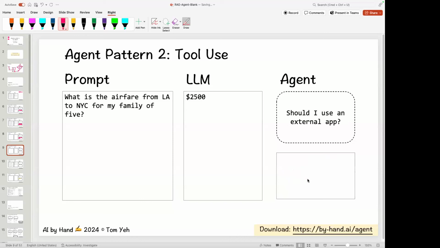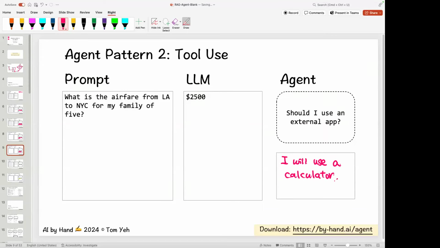Another example: what is the airfare from LA for my family of 5? A large language model sometimes might just do math internally, but an agent would think, maybe I should use an external app this time instead of doing my own math. Now I recognize this is actually a math problem. I'll use a calculator. Just hold on. I'm going to use a calculator.